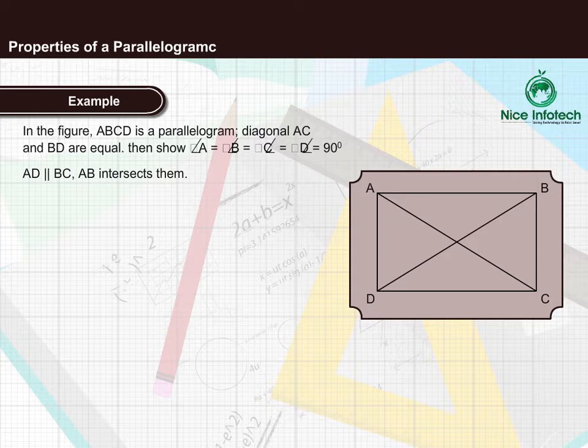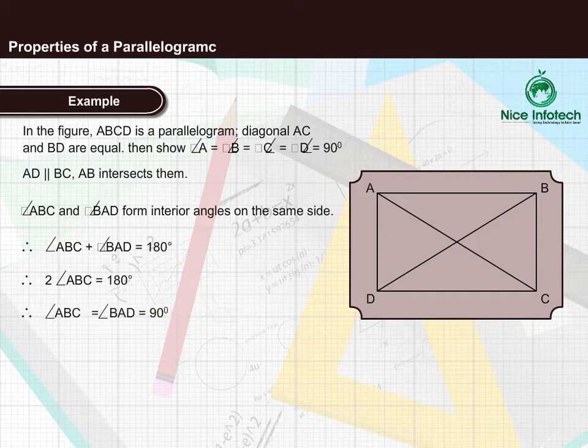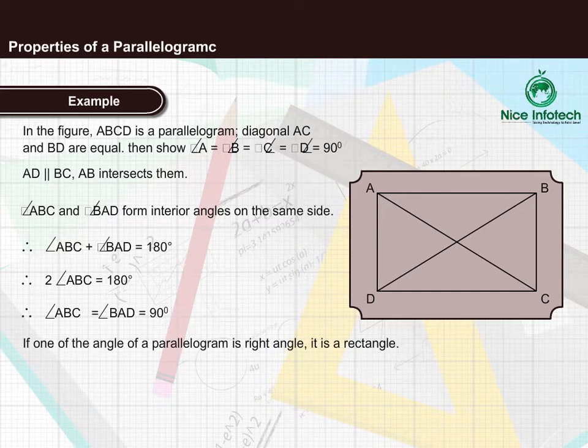Now, ABCD is a parallelogram. Thus, AD is parallel to BC. AB intersects them. Angle ABC and angle BAD form interior angles on the same side. It implies the given equation. By solving this, we get angle ABC equal to angle BAD equal to 90 degrees. Now, if one of the angles of a parallelogram is right angle, it is a rectangle.